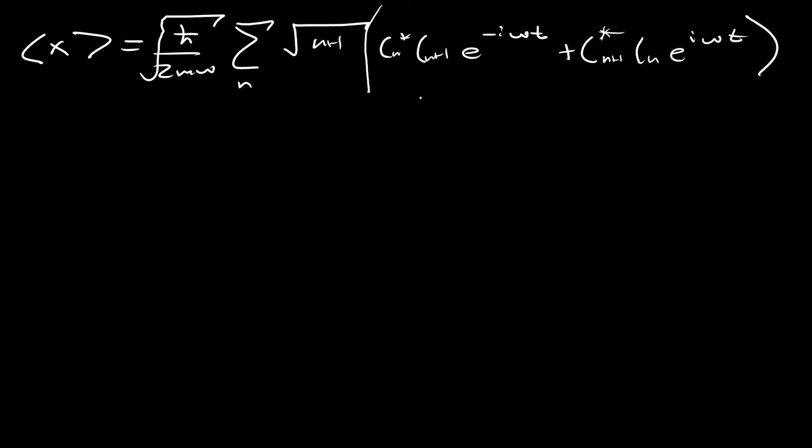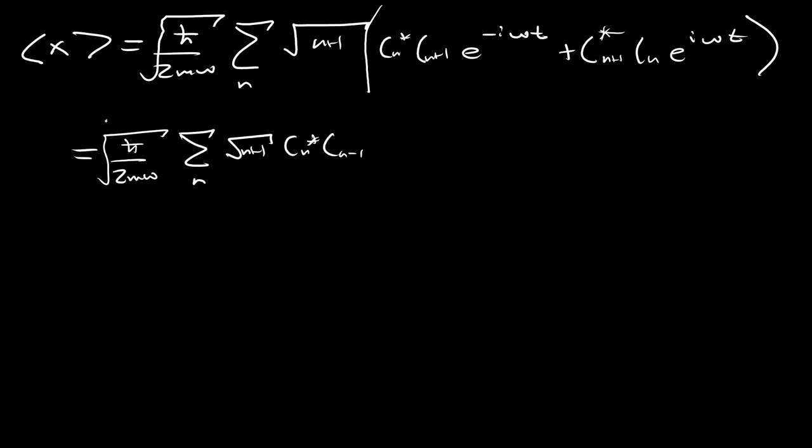So here we go. We're going to now break this up and distribute things out. So this is going to be equal to the square root of H bar over 2m omega times the sum over all n's of root n plus 1 Cn star Cn minus 1. And this is actually going to be one whole thing here, times e to the minus i omega t.